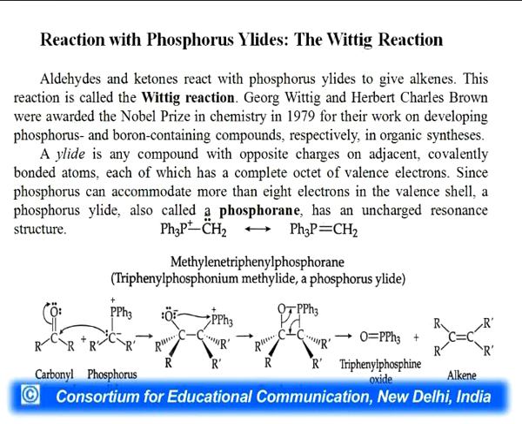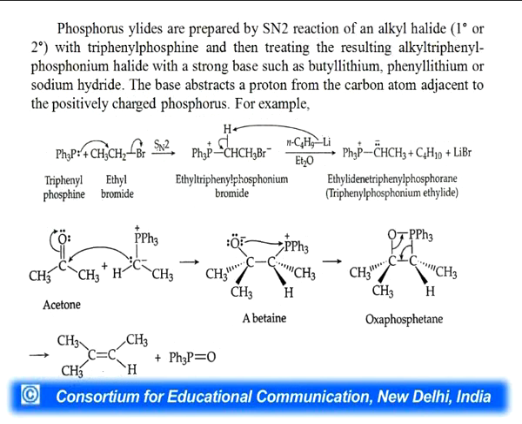How does the mechanism proceed? First of all, this phosphorus ylide attacks the carbonyl compound, and then a betaine is formed. You can see in the reaction how the betaine is formed. This betaine then converts to an oxaphosphetane, and this oxaphosphetane, after rearrangement, will give you an alkene and triphenylphosphine oxide.